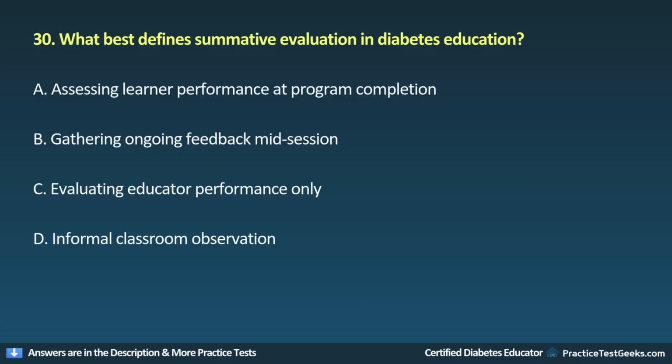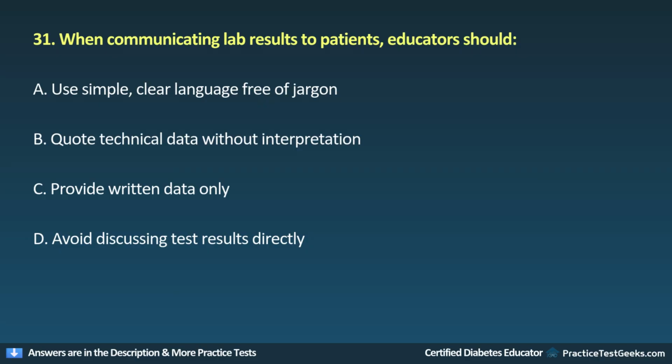A. Assessing learner performance at program completion. B. Gathering ongoing feedback mid-session. C. Evaluating educator performance only. D. Informal classroom observation. 31. When communicating lab results to patients, educators should A.